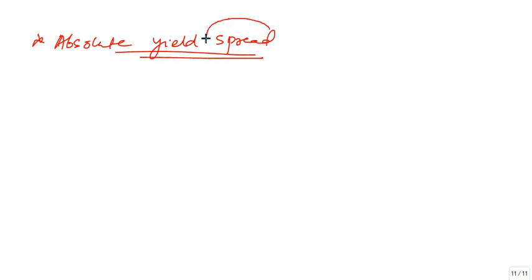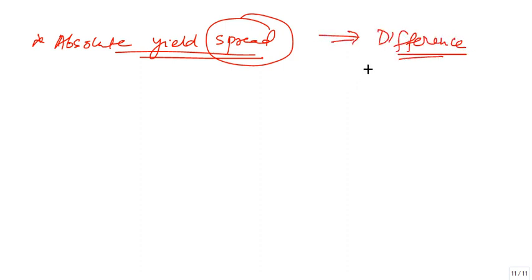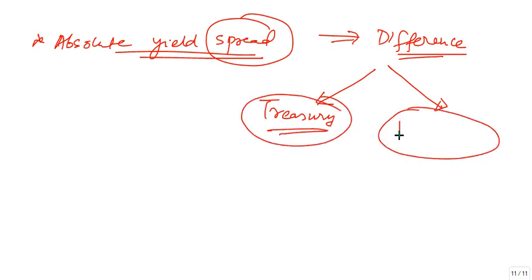First is the absolute yield spread. Please note that whenever you come across this word spread, spread is nothing but a difference. Now the difference here can be compared from the treasury bond, or it can be compared with respect to any benchmark bond.